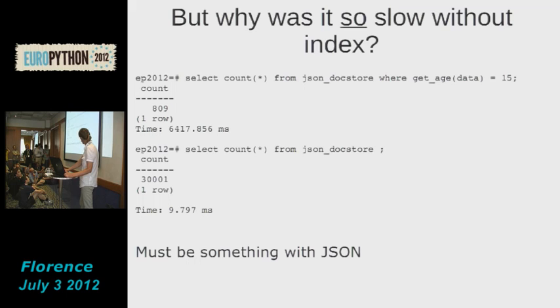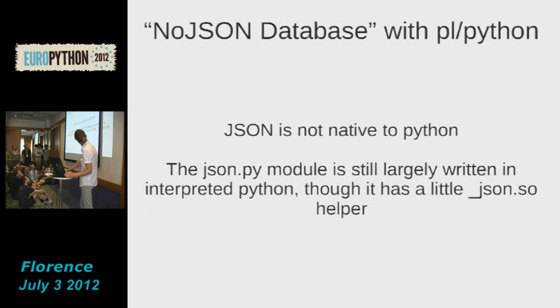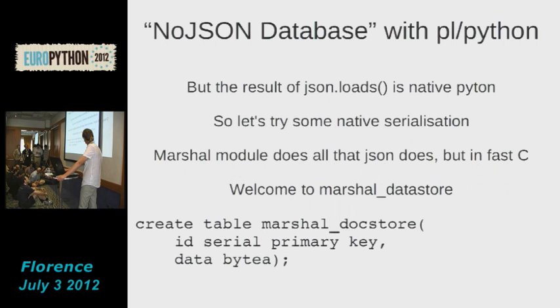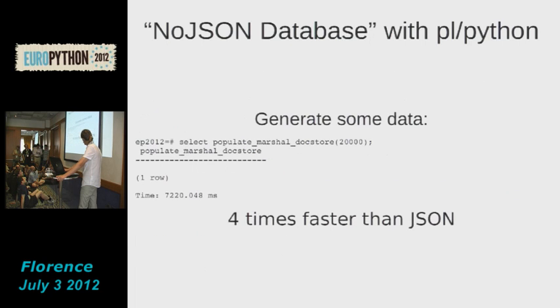But even without an index it felt a little bit slow. The reason is that the JSON module itself is kind of slowish. It's not really slow, but it's also not a native representation or native storage format for Python. So I redid the same thing using Marshal as the storage format. It's not terribly much faster, but still it's 4 times faster when I store the things in Marshal format.